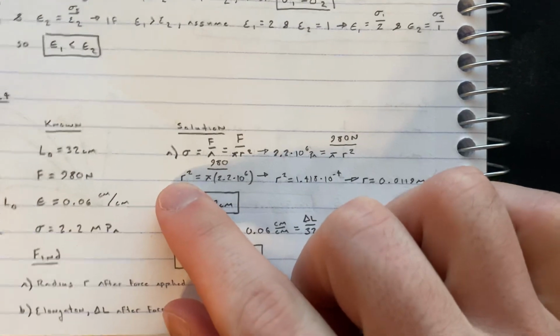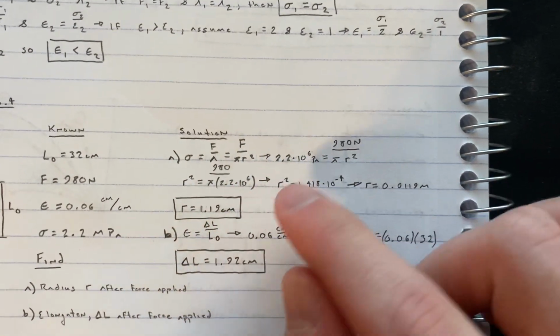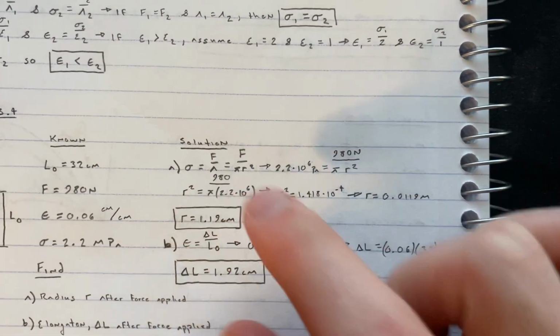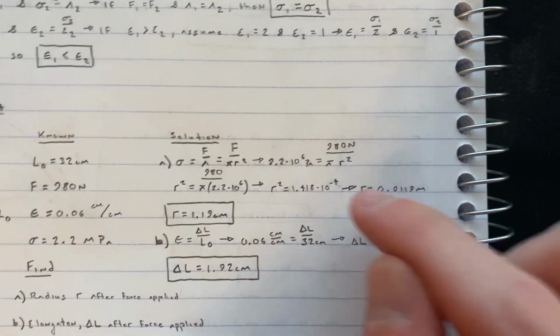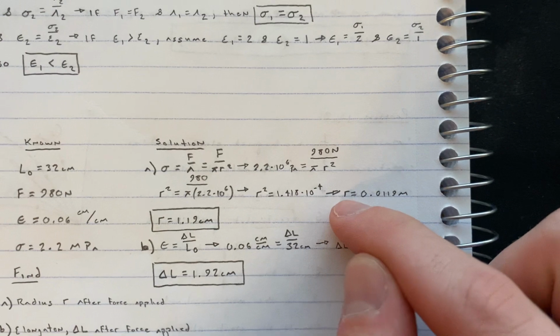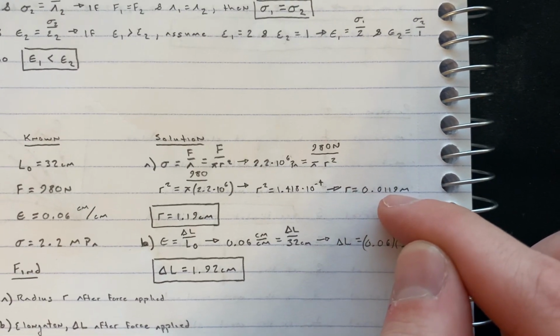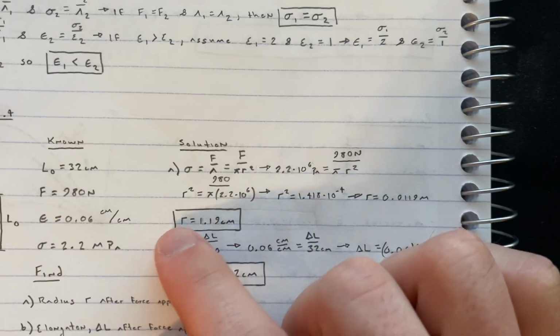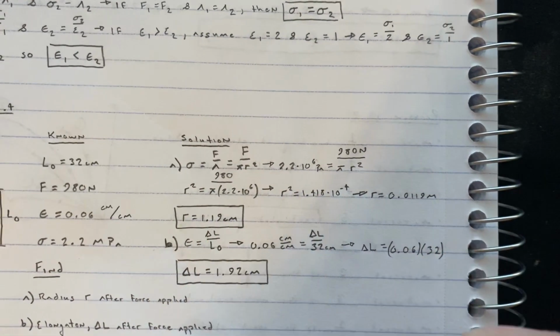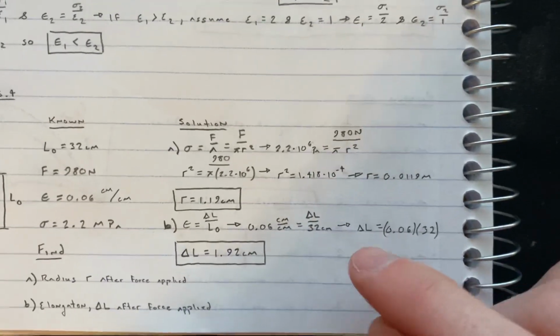Rearranging to solve for r, we have r is equal to this equation, and then r squared is equal to this, and then r squared is equal to 1.418 times 10 to the 4th. So solving for that, r is equal to 0.0119 meters. And then I converted it back to centimeters, so it's 1.19 centimeters after application of the force.